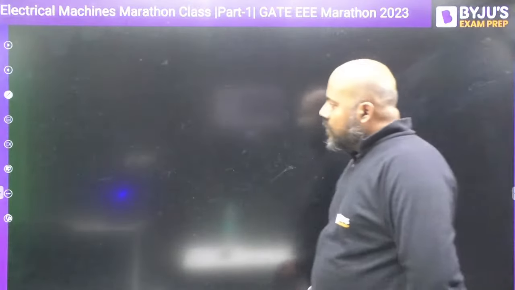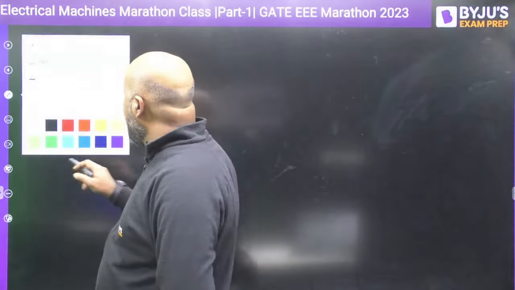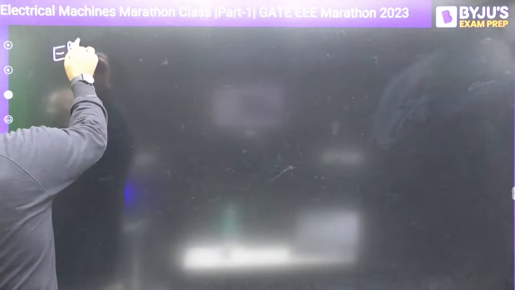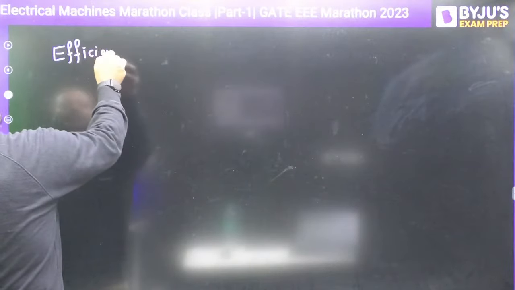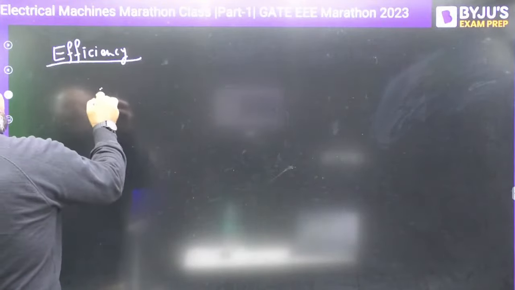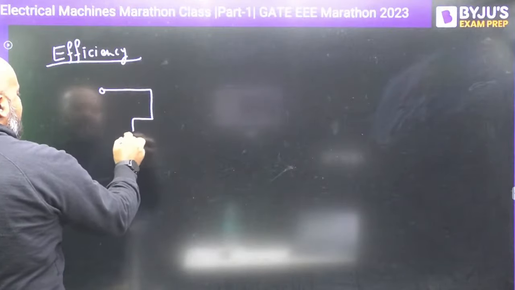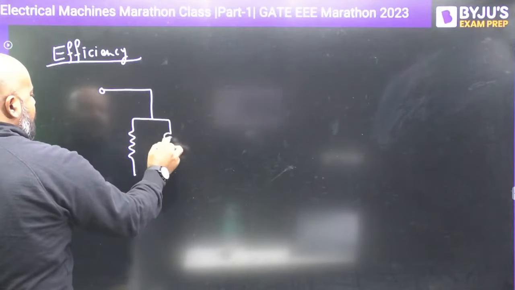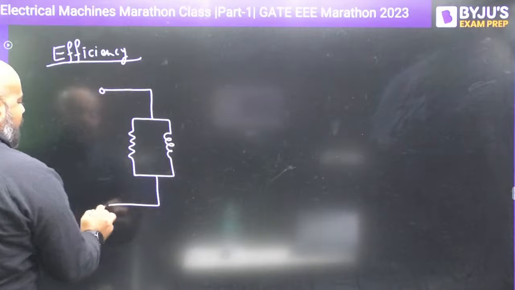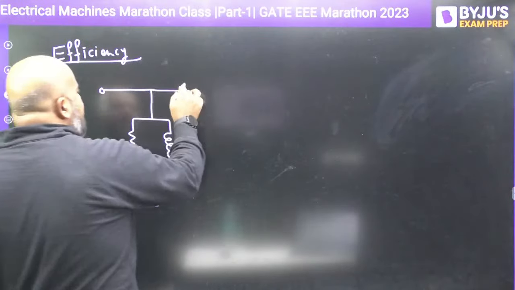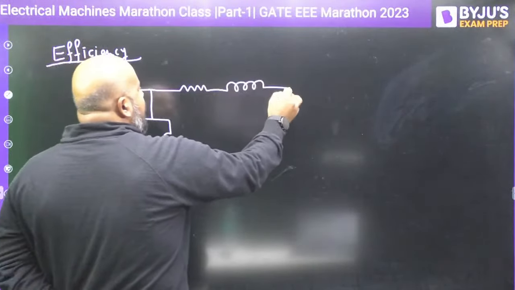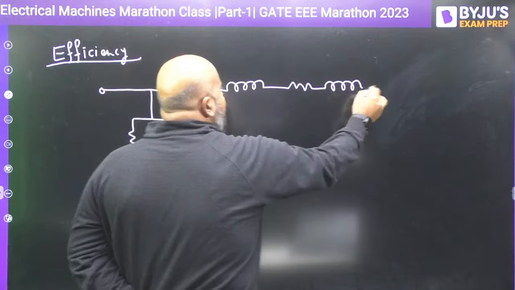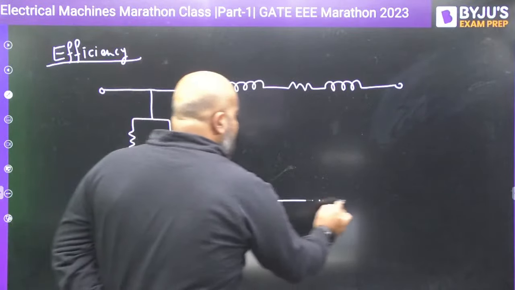Now, when you are solving a question on efficiency and nothing is given in the question, then you can use this approximate circuit. You can shift the shunt branch like this, and this circuit you can use.